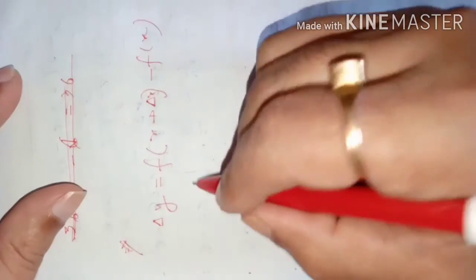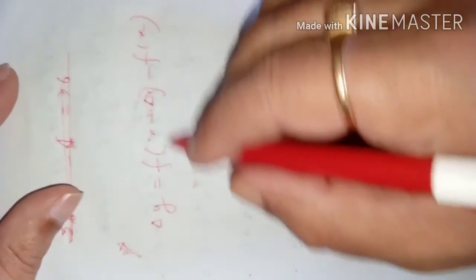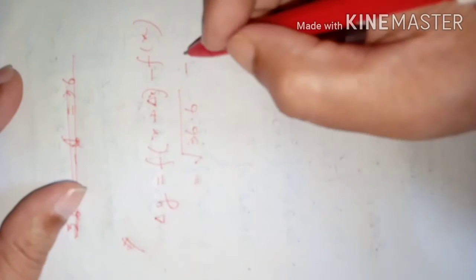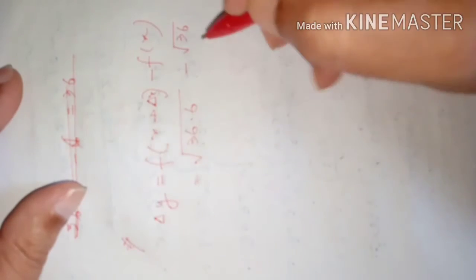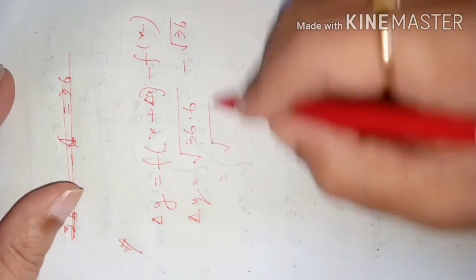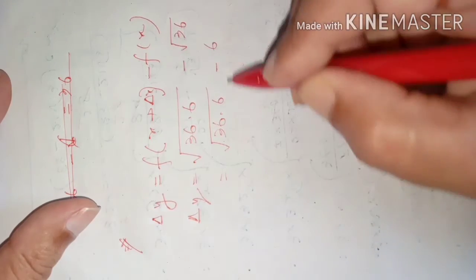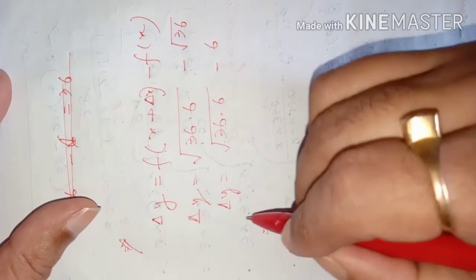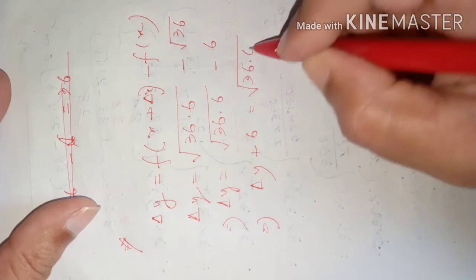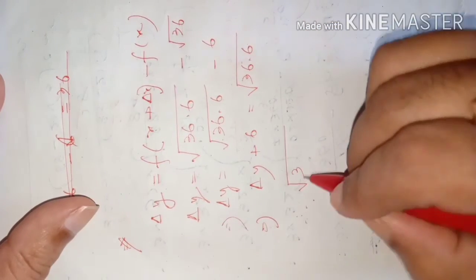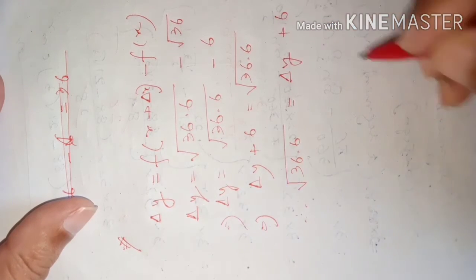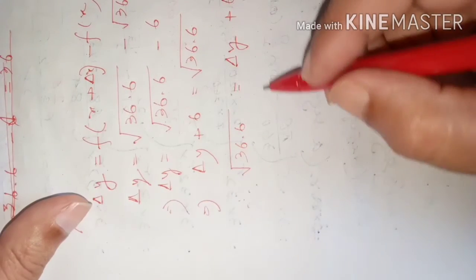Okay, now f of x plus delta x, what is its value? That is under root 36.6, minus f of x, which is under root 36. So delta y is equal to under root 36.6 minus 6. From here, delta y plus 6 is equal to under root 36.6. So when we need the value of under root 36.6, with this delta y we must add what? 6.